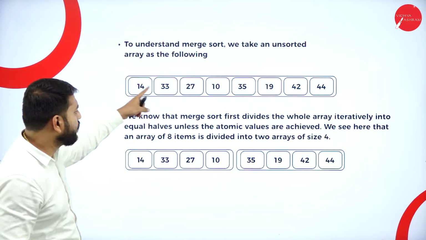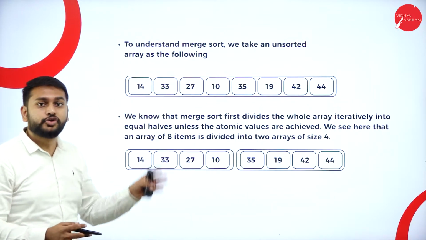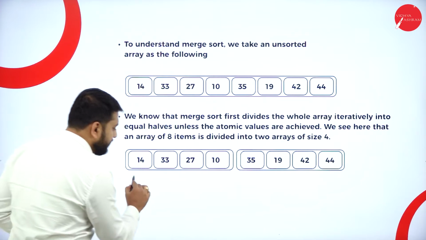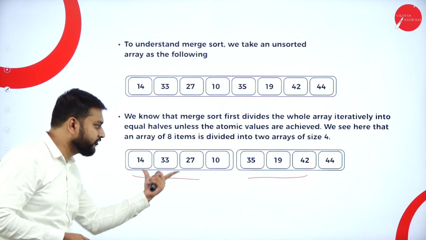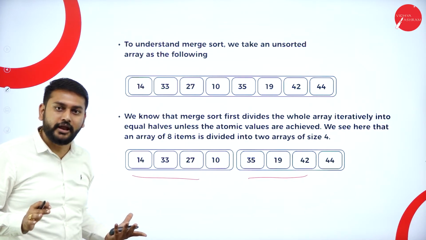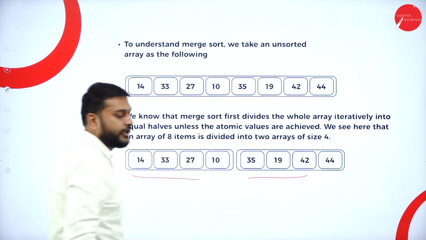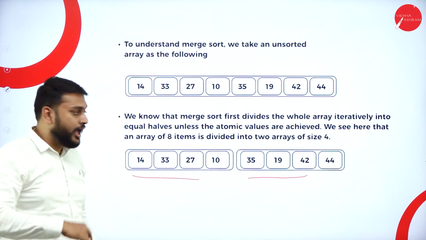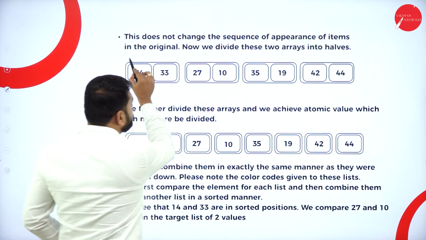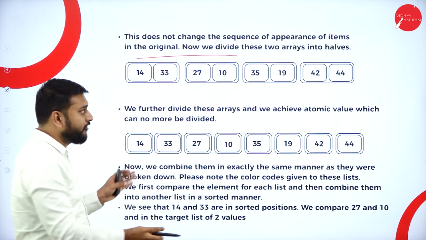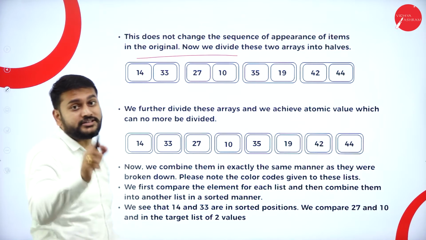So basically I have 1, 2, 3, 4, 5, 6, 7, 8 elements. I will divide that into two different parts. So I will be getting two sub arrays, which has got 4 elements in each sub array. Then I will divide each of these into two different arrays. Again I will divide that into 2. Observe, this was the first division, and then again I have divided into two different parts.